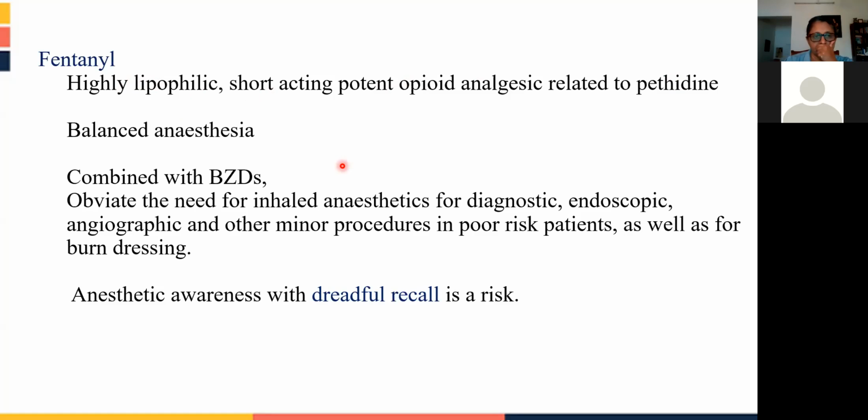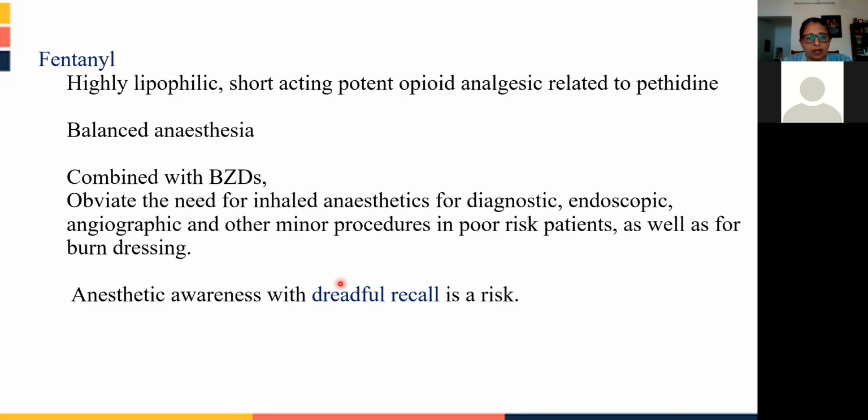Combined with benzodiazepine, it can be used for short procedures. I have told you benzodiazepine is used for endoscopy, angiography, minor procedures, burn dressing, etc. In such cases, along with benzodiazepine, we can use fentanyl. We have seen benzodiazepine is not an analgesic, so if we give fentanyl along with it, then the patient will get analgesia also.